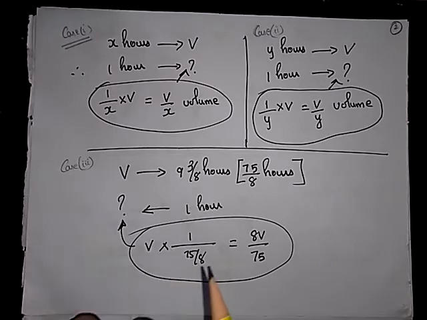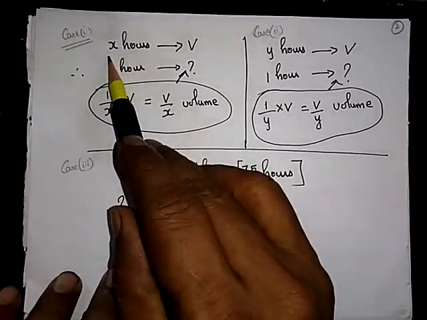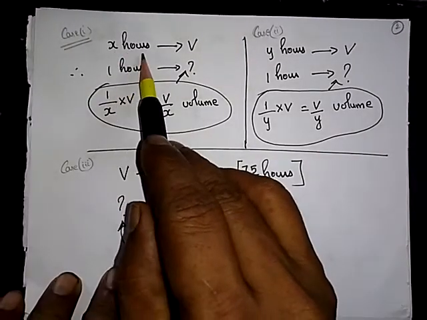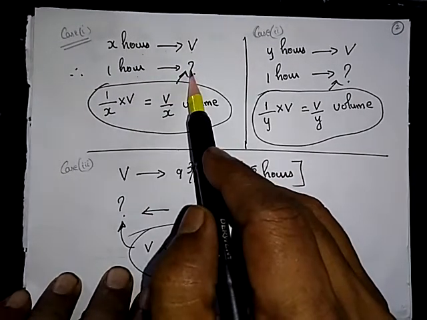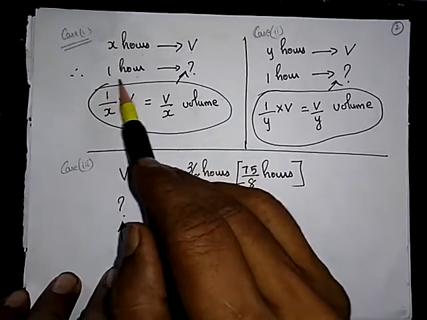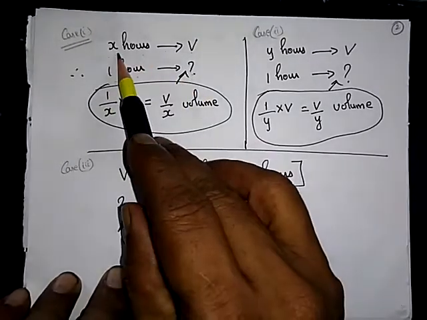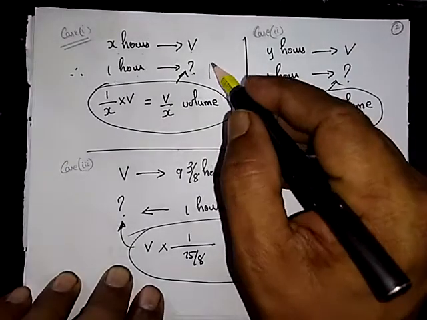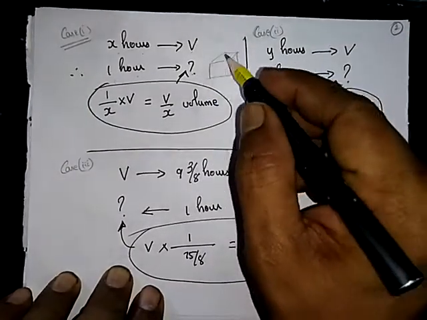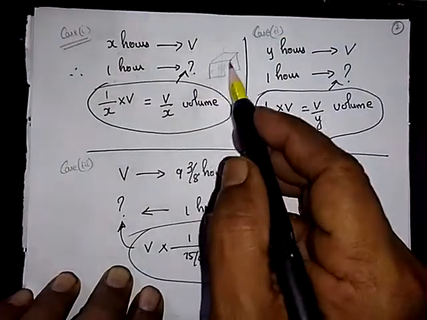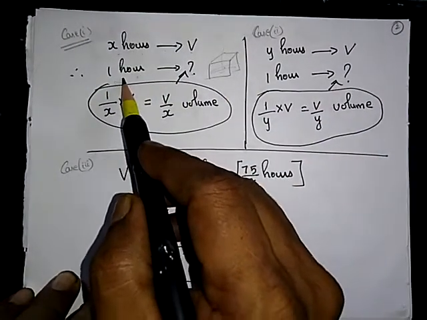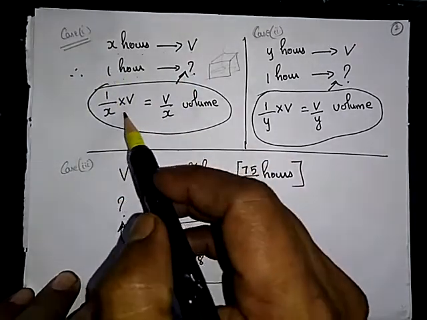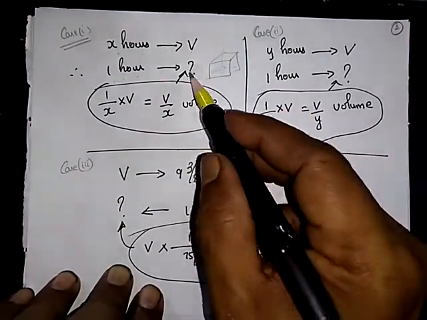Now next, case 1: the bigger tap takes X hours to fill the complete volume. So for 1 hour what will happen? I am calculating for 1 hour. In X hours, the complete volume is filled up. But for 1 hour, some volume is filled up. I don't know what the volume is, so I am finding it out. For 1 hour, the volume is 1 by X into V, so V by X is the volume filled up.